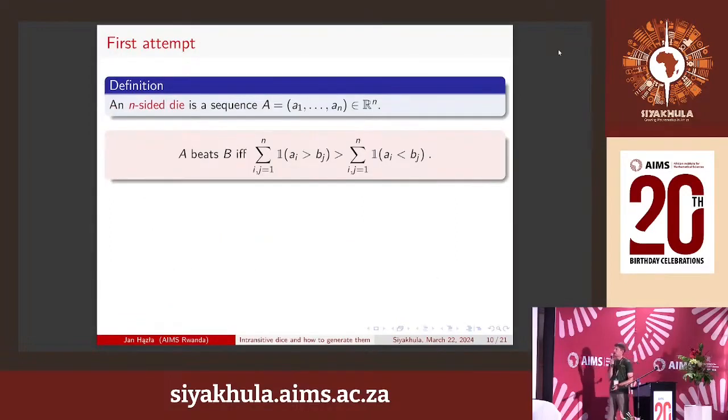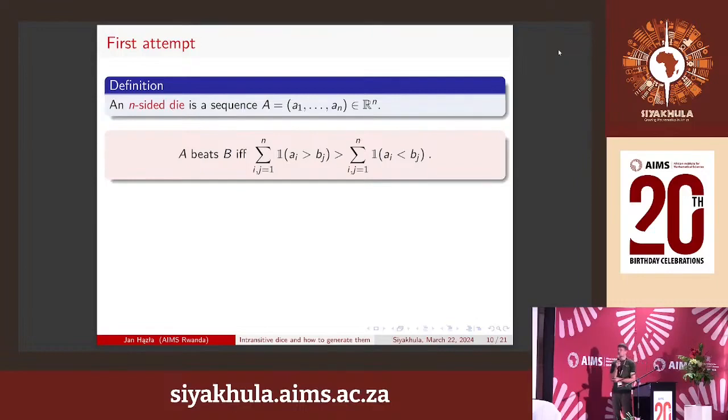Okay, so let me try and just quickly discuss this question of how can we get these examples of intransitive dice in a more systematic way. The first attempt would be maybe as follows. Let me first set the stage. What is a die for us abstractly? Maybe abstractly it's just an array of numbers, right? A die with n sides or n faces is just a sequence A1, ..., AN. And now what does it mean?